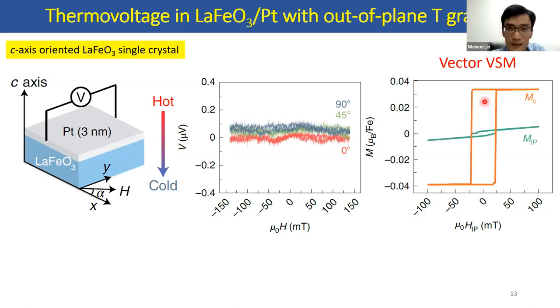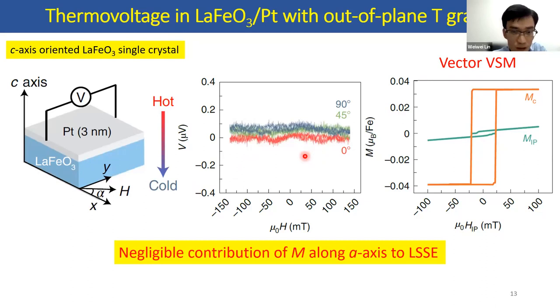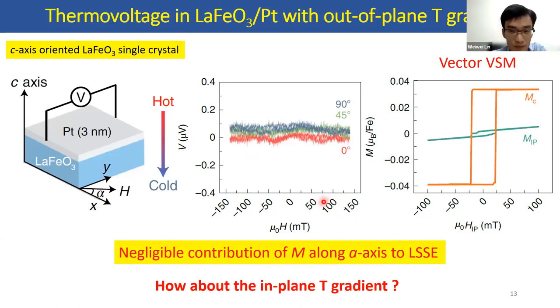So this means there is a magnetization loop in this configuration, but no detectable magnetic dependence of the thermal voltage. Okay, negligible contribution of the magnetization along the A axis to the longitudinal spin Seebeck effect. So how about the in-plane temperature gradient? Right now, I will show the thermal voltage measurement with the in-plane temperature gradient.